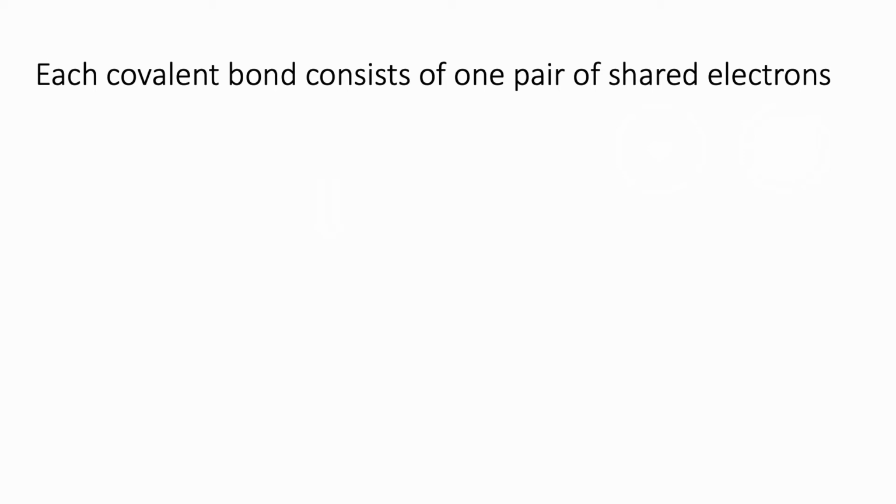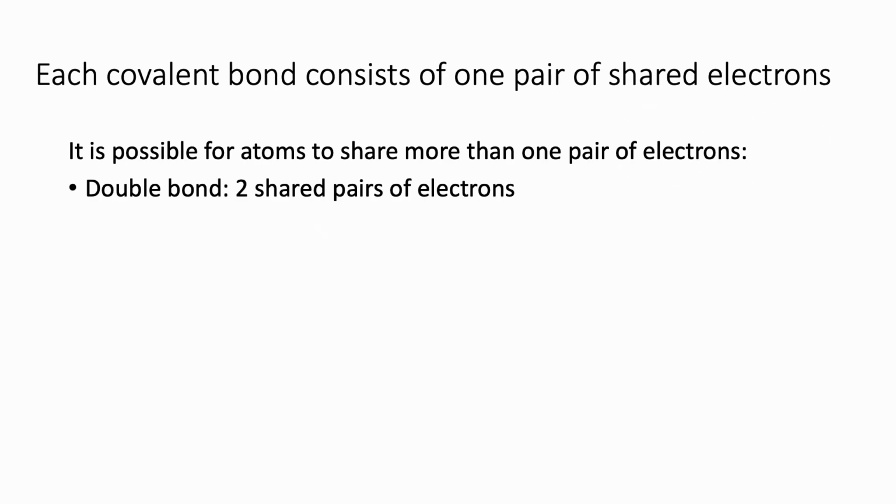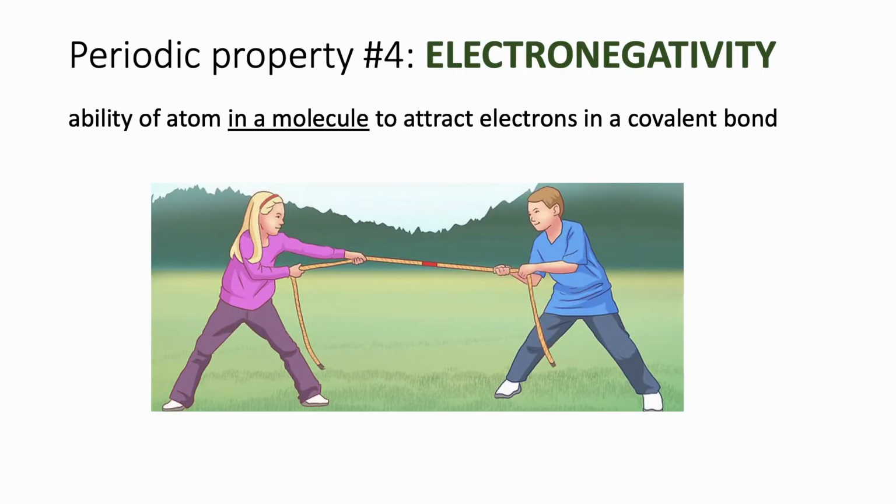Is it possible for atoms to share more than one pair of shared electrons? It is. You can have two shared pairs of electrons, which is a double bond, and you can have three shared pairs of electrons, which is a triple bond. It is not physically possible for atoms to share more than three pairs of electrons, which is something I will explain next chapter.